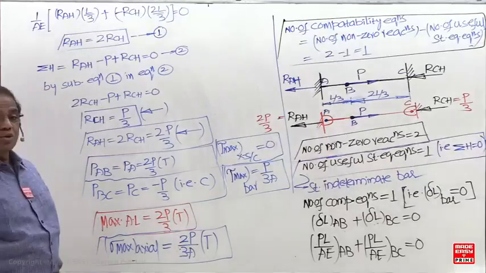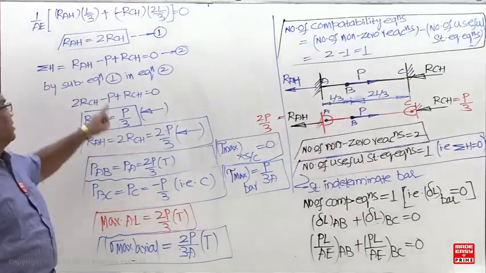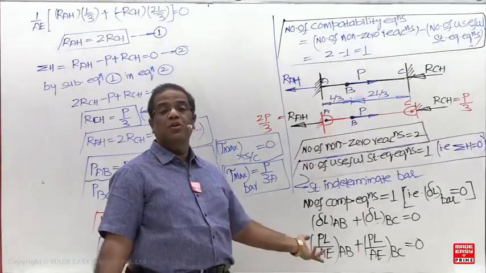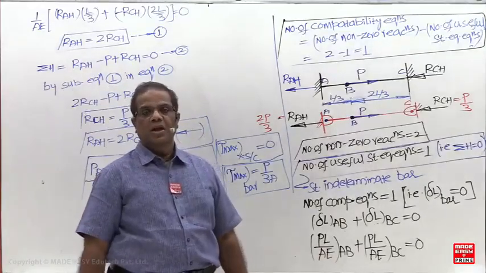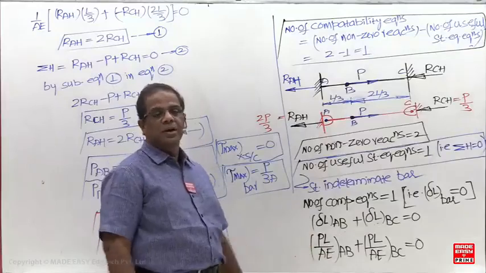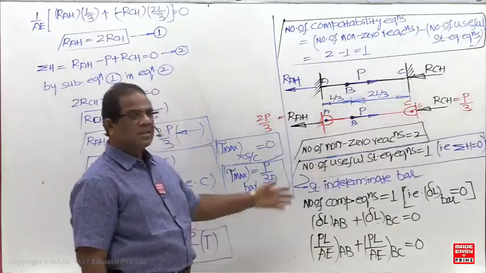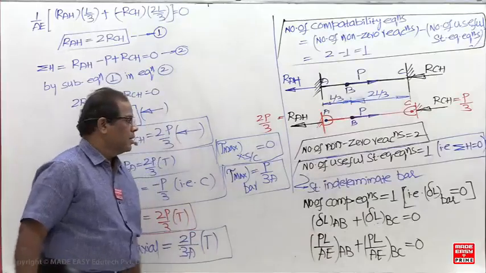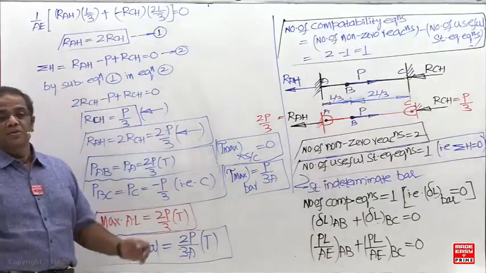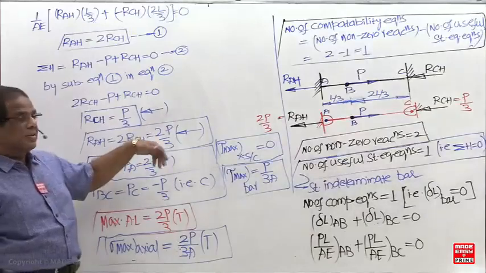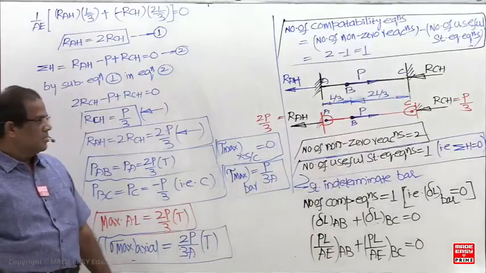So to complete this question, what is required now? We need the change in length equation. If you know the change in length equation, then only you can complete the question. If you don't know the change in length, we cannot do it. It is the simplest one. Once you know the reaction, the problem is the same as the previous problems.